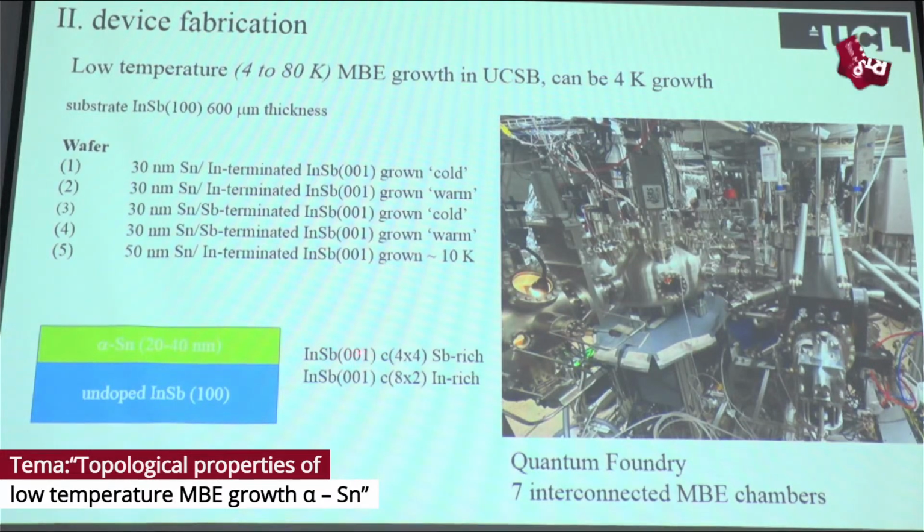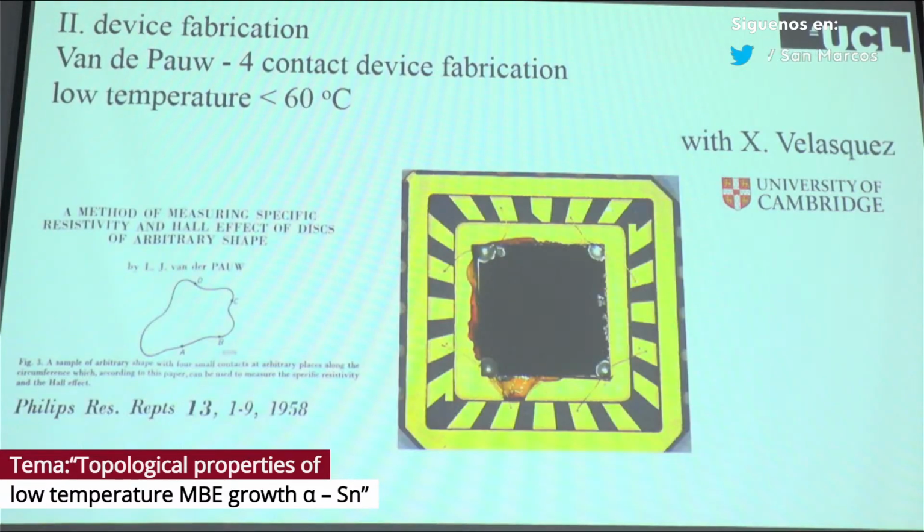So 001 refers to the indium antimonide crystal direction, c(4x4) is how the surface reconstructs. And it can be antimony rich or indium rich. So if it's indium rich, it'll be metal rich, or antimony rich. And it turns out this is very, very important in determining the electrical properties of alpha tin. It's one of the few parameters that we have control of.